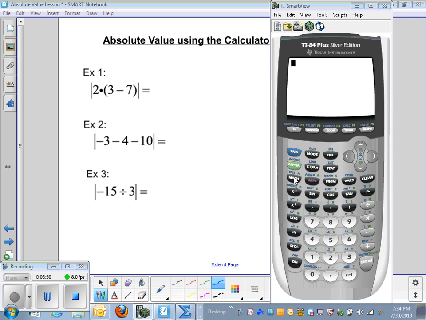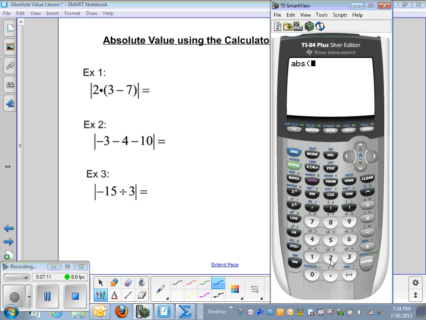So we're going to hit math, and then we're going to go to the right arrow and highlight num, and now we see the absolute value option is available, so we hit enter. Now the absolute value is going to be denoted by ABS with parentheses. It's not going to have vertical bars, not on this calculator, maybe on one of your higher ones.